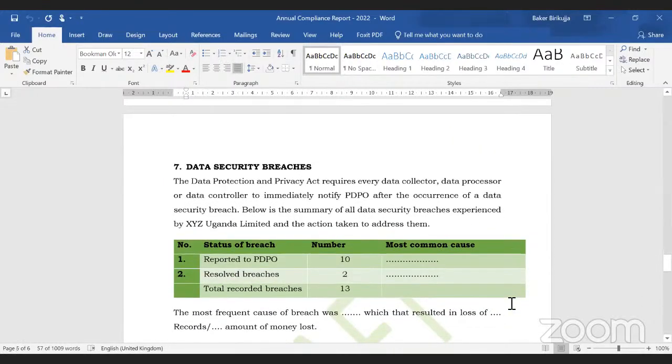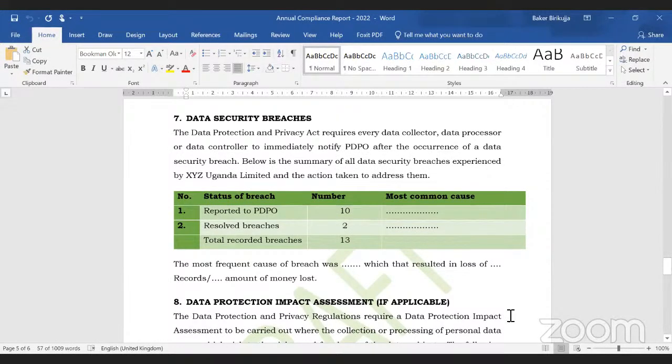So about data security breaches, here you still give us, in generality, the breaches which have been recorded. As you're aware, the law requires that if you become aware of any data security breach, you should immediately report it to the Personal Data Protection Office. Now you give us those that have been reported, what the common cause was, those that have been resolved, equally what the common cause was, and generally something to that effect.